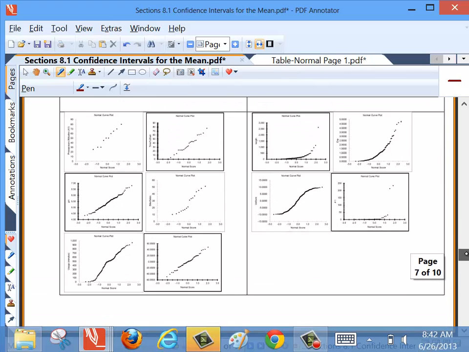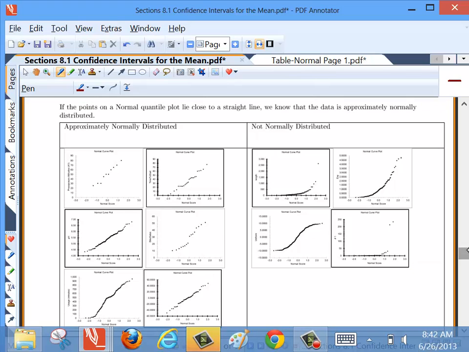When you look at a normal quantile plot, if your points lie close to a straight line, then the data is approximately normally distributed. The closer it is to a straight line, the more normal, and the further it is from a straight line, the less normal. The t-distributions are pretty robust, so unless it's obviously not normal, you're good to go. Here are some approximately normal examples. Notice this one is pretty close to a straight line. We have a few hiccups, but fairly close. These aren't quite as close, but still mostly a straight line.